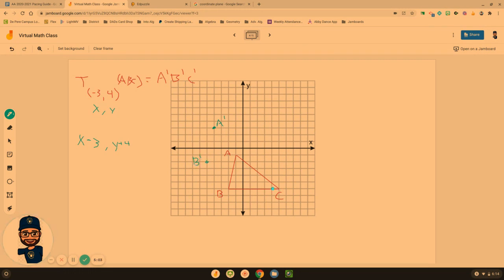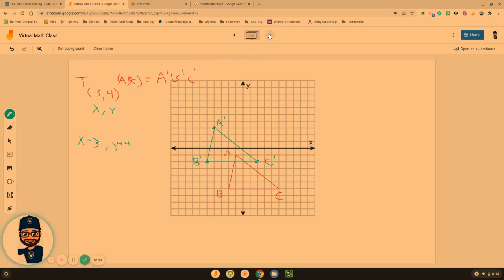And then C is going to be 1, 2, 3 left, 1, 2, 3, and 4 up. So that is now our C prime, which means we truly have that triangle that I just outlined in blue. Okay. And we moved each point 3 left and 4 up. 3 left, 4 up. Okay, so there's what that notation is telling you and asking you to do.